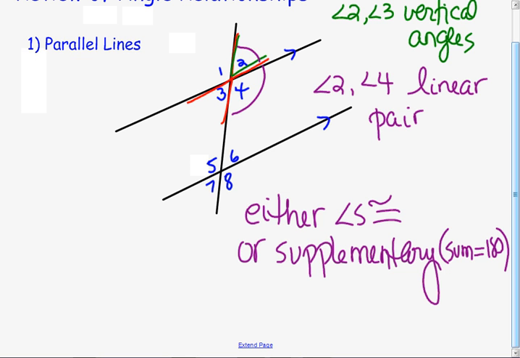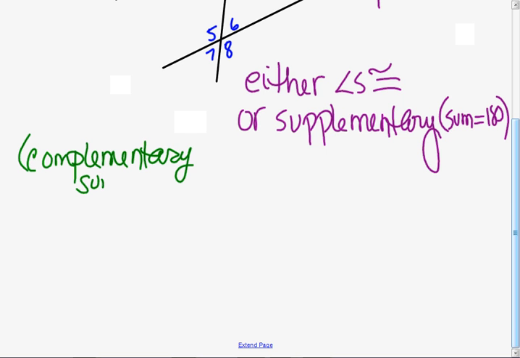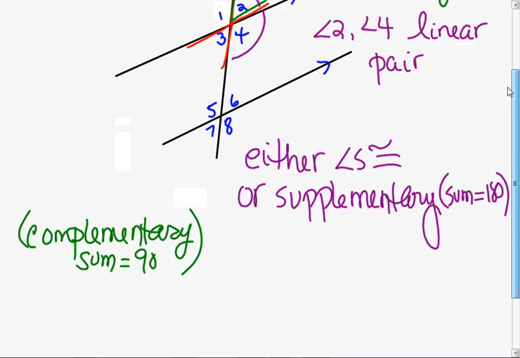What does complementary mean? Sum is what? Because they may give you that 90. Complementary. Sum equals 90. Okay. So they may tell you on the test, okay, Zach? They may tell you on the test they have complementary angles.